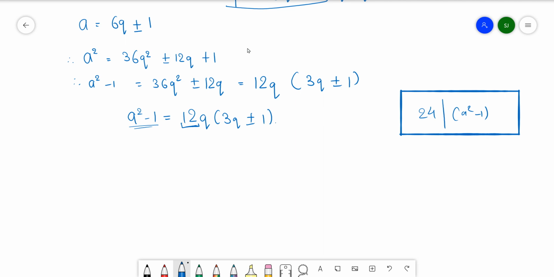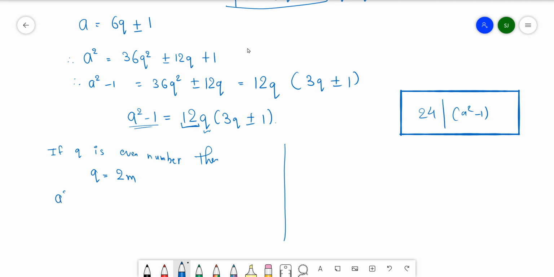So over here, this q plays an important role. This q can be either an even number or it could be an odd number. Right? So we make just two cases over here. If my q is an even number, then my q is of the form 2 times some number. Suppose I consider m.